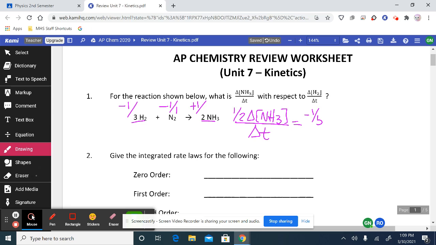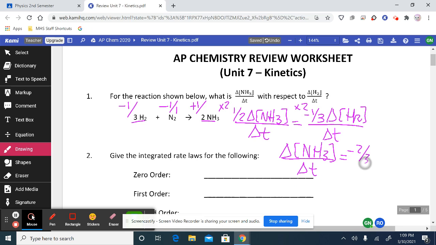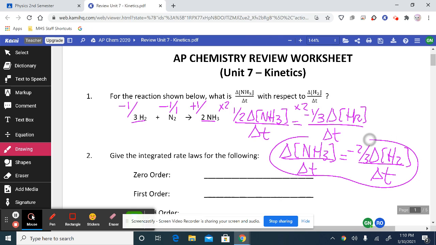Oh, that doesn't look like a 3. Let's change that. Negative 1/3 the change in concentration of H2 over delta T. And so we have to get rid of that 1/2. In order to do that, we just multiply both sides by 2. And so we get an overall delta concentration of NH3 over time equal to negative 2/3 the delta concentration of H2 over change in time. Okay, so that's our answer for number 1.